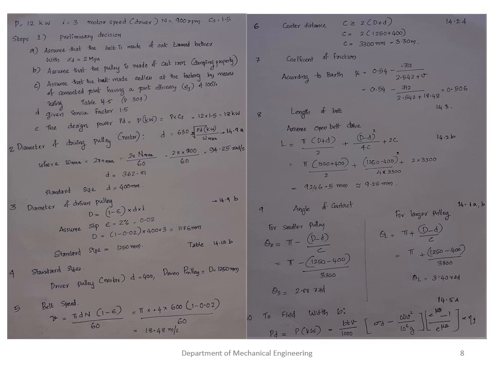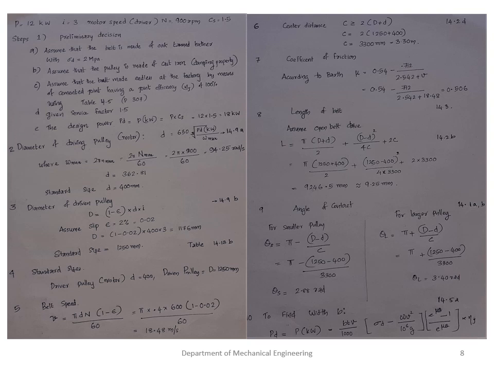After that we will find the belt speed, using a standard equation that we discussed in the previous slide, and the center distance, for which we also have a standard equation 14.2d. Then for the coefficient of friction, we have the Barth formula; substitute that value and we can obtain the mu value. The length of the belt we can calculate by 14.2b. Then we can calculate the angle of contact for the smaller pulley and larger pulley using equation 14.1a.